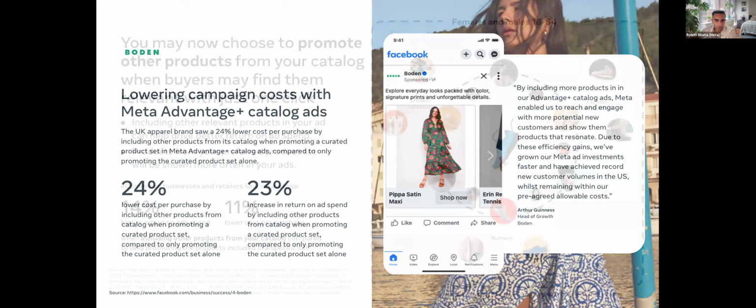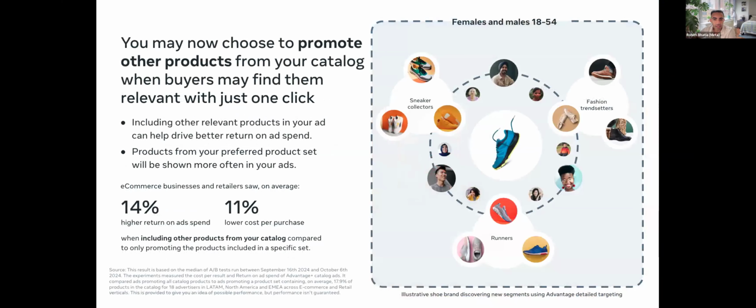We're also making it easier to improve your Advantage Plus catalog ads or Shops ads by promoting other relevant products from your catalog with just one click. By doing this, e-commerce businesses saw on average 14% higher return on ad spend and 11% reduction in cost per purchase when promoting a product set along with other products in their catalog compared to only promoting the products present in a set. So these are huge efficiencies that can be immediately unlocked.